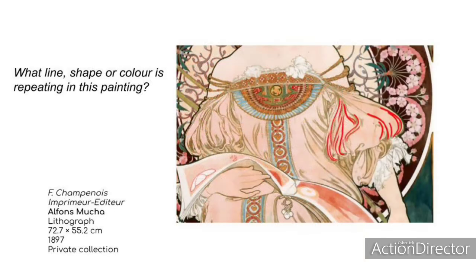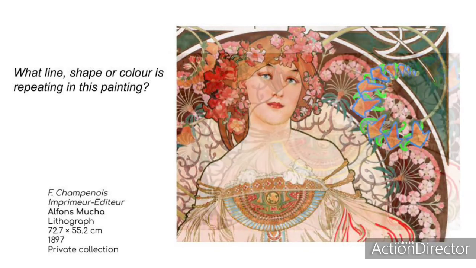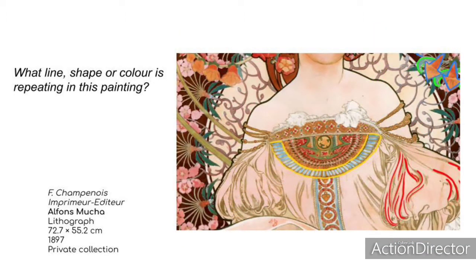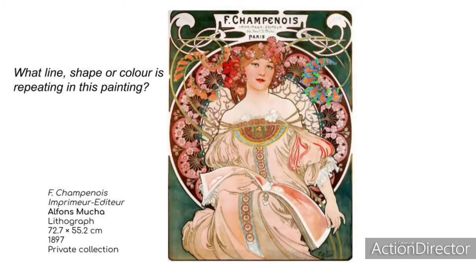Now I found one in the sleeve, a pattern of curved lines that creates the folds and makes the sleeve look like it's light and fluffy. There's another one in the flowers up above, a shape pattern of two different types of shapes to create those beautiful flowers you see all around her. And there's a color pattern on her dress in the sequins. See if you can find any more patterns in this piece.